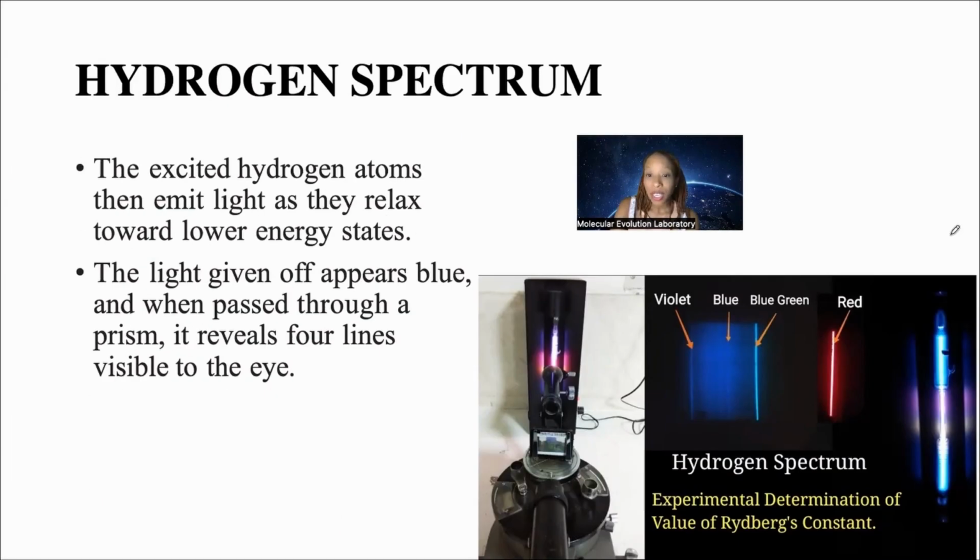So when the hydrogen atoms are excited, they emit light as they relax to a lower energy state. The light appears blue when passed through a prism. It reveals four lines, as we've said before. So you have violet, blue, green, red.